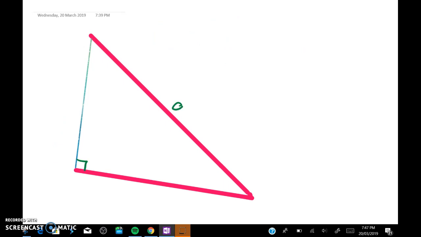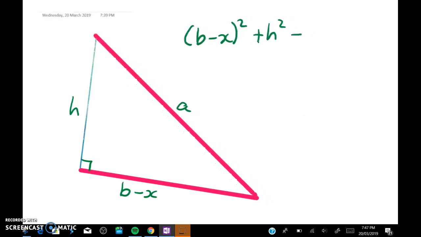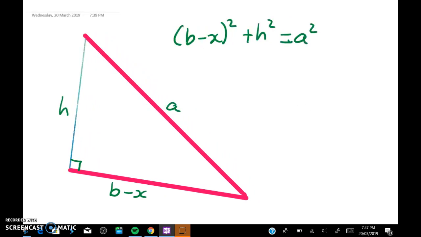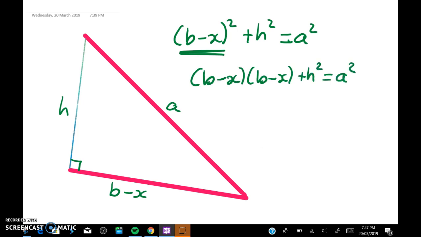Now remember, this side length is A, this side length is H, and this is my leftover bit, which is B minus X. So, by Pythagoras' theorem, we have (B minus X) squared plus H squared is equal to A squared. If I expand these brackets, it's going to go like this. Writing it out really slowly, (b minus x) times (b minus x) plus h squared is equal to a squared. I get b squared minus 2bx plus x squared plus h squared equals a squared.